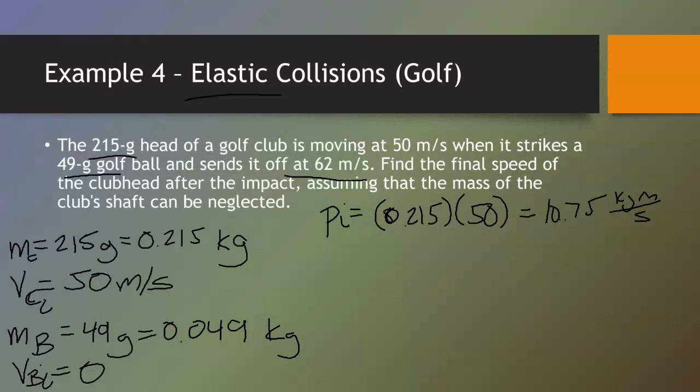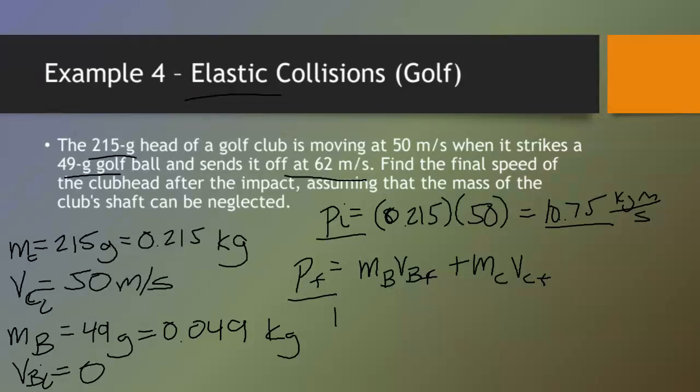The final momentum is going to come about from the sum of the club and the ball. Now we know the final velocity of the ball. We know the mass of the ball. We want the final velocity of the club. If the initial momentum has to be equal to the final momentum, then we can say that 10.75, the final momentum, is the same as the initial.